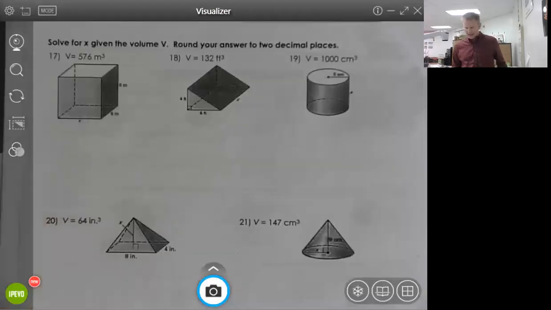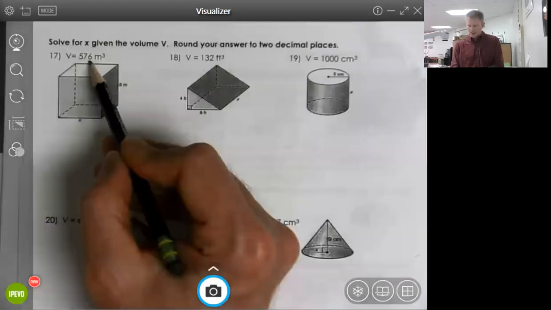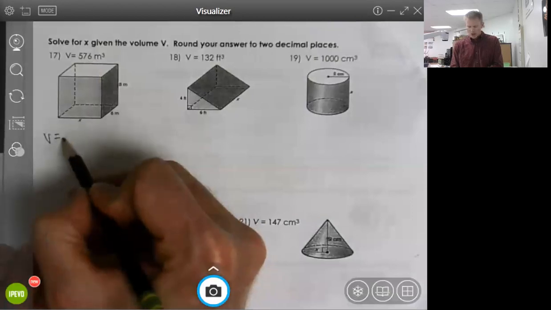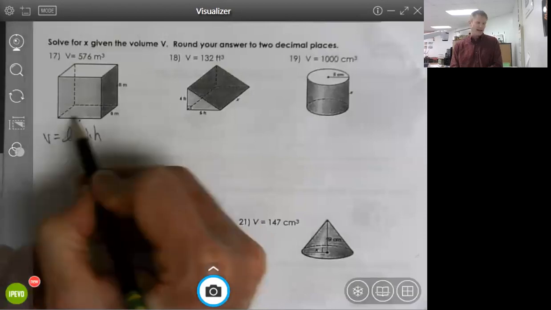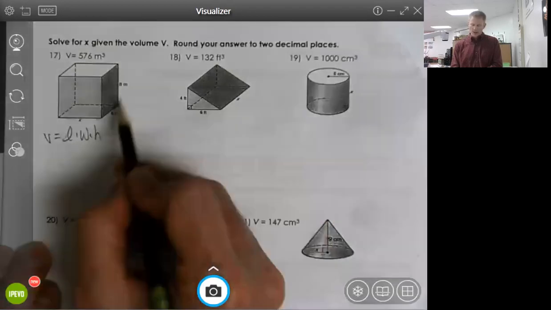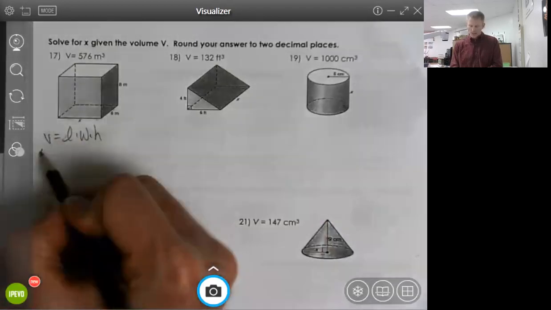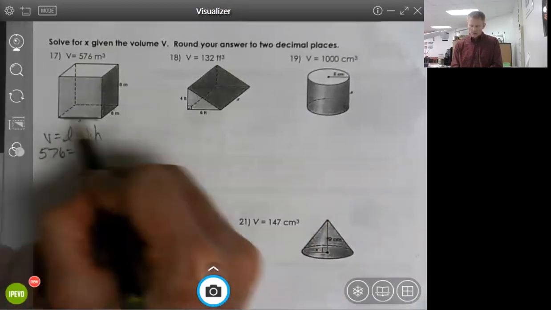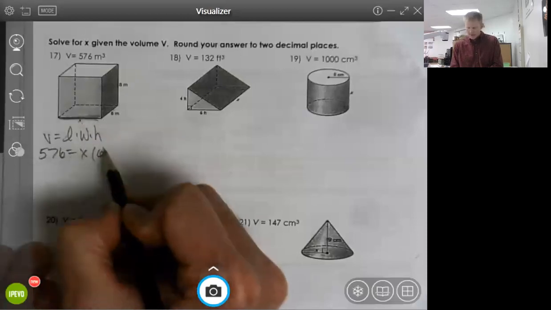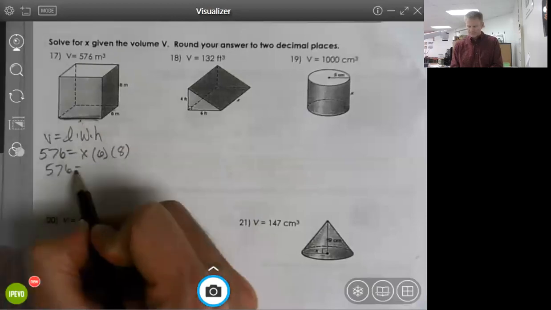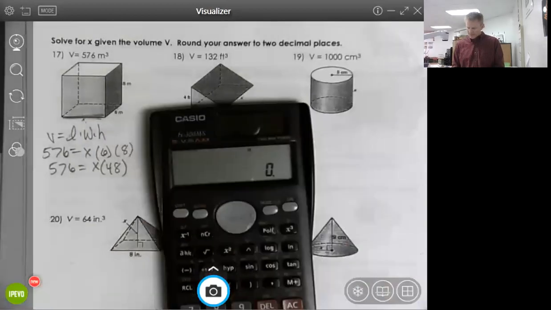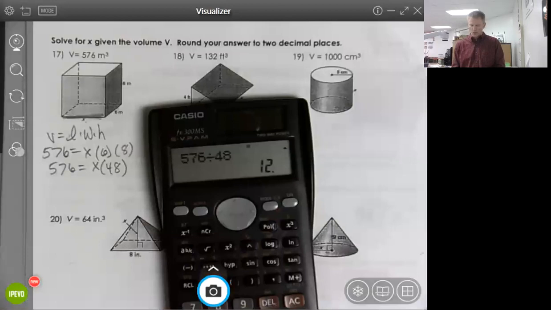So solve for x, given the volume. If we're given the volume, you can call it length times width times height. You can call it BH, capital B for the base and H for the height. But what we're pointing out is that we don't know what this portion is, that's the x. So we don't know what the x is, but we do have the 6 and we do have the 8. So that is 48. We take our 576 and divide that by 48, and we come up with 12.